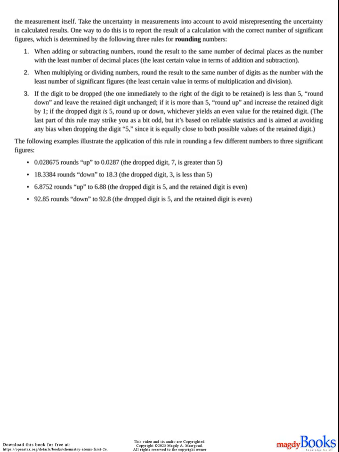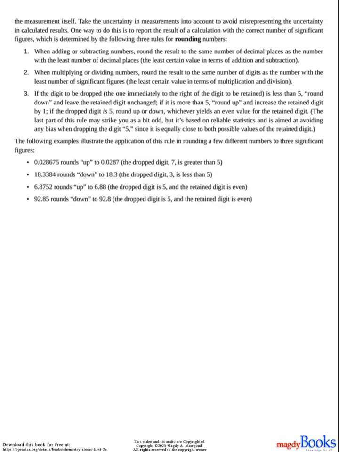3. If the digit to be dropped, the one immediately to the right of the digit to be retained, is less than 5, round down, and leave the retained digit unchanged. If it is more than 5, round up, and increase the retained digit by 1. If the dropped digit is 5, round up or down, whichever yields an even value for the retained digit.